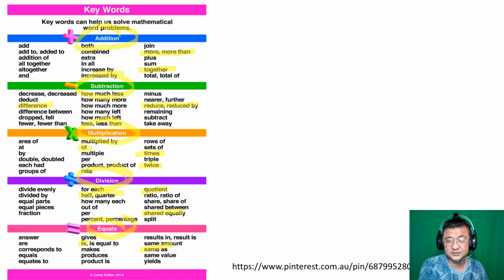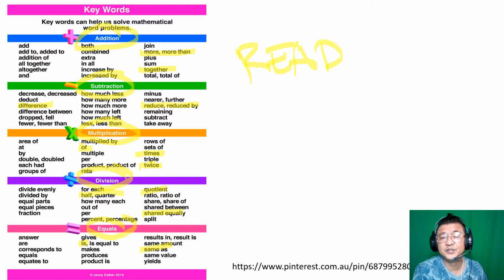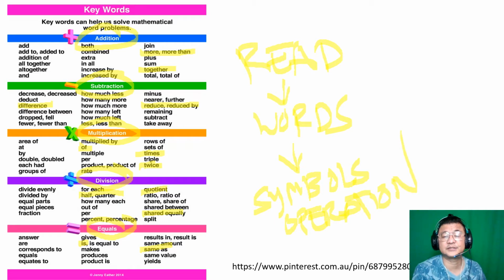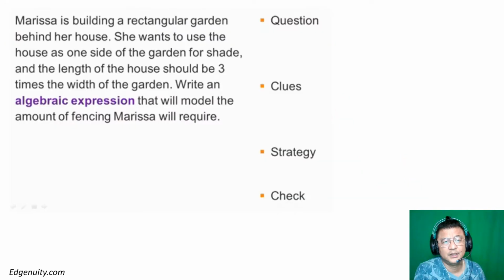Okay, review all of these words because eventually when you read a problem, the words will become symbols. Symbols meaning you write numbers and operations. Okay, so that's our focus for today. From a word problem, we will write them as expressions. Let's learn the lesson by doing this problem.